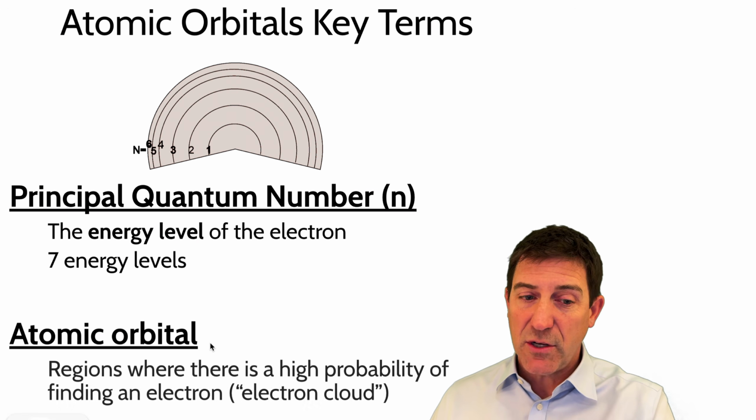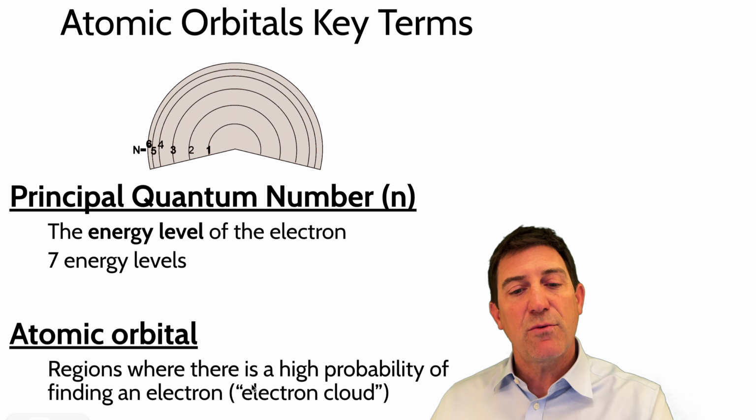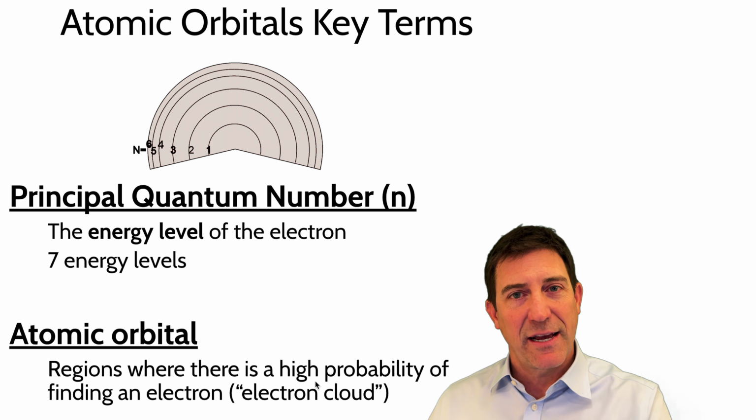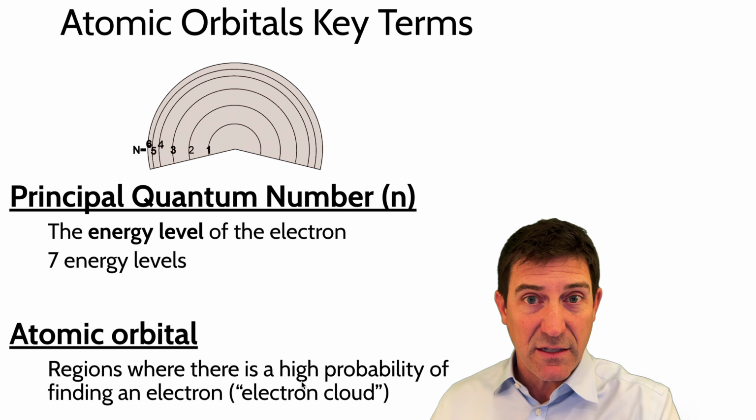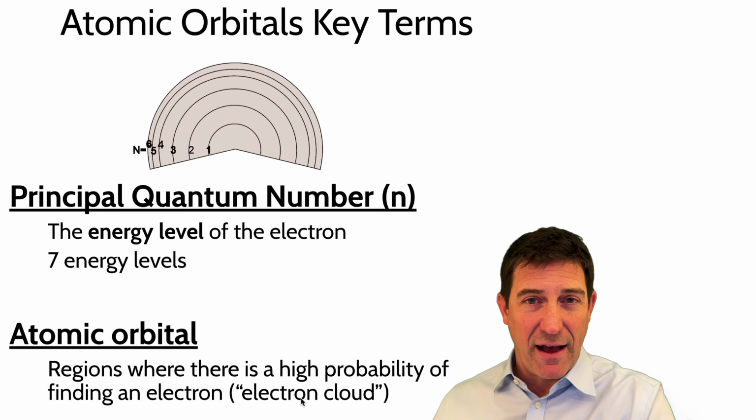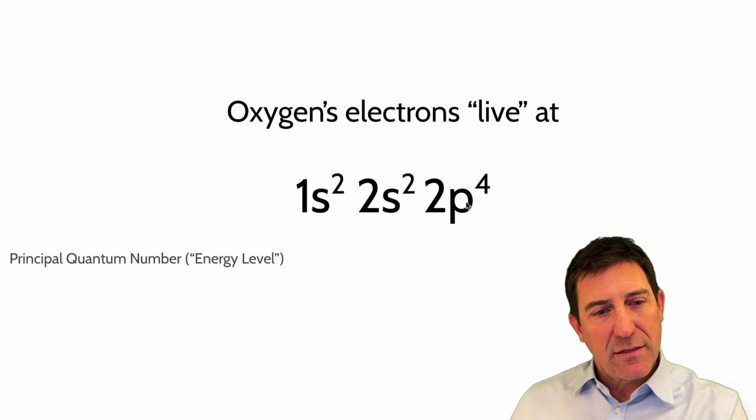The other key term is atomic orbital. These are the regions where there's a high probability of finding an electron. Again, in the last lesson, we looked at what this whole thing means as far as electron clouds or probability of finding an electron. So let me show you what it means.